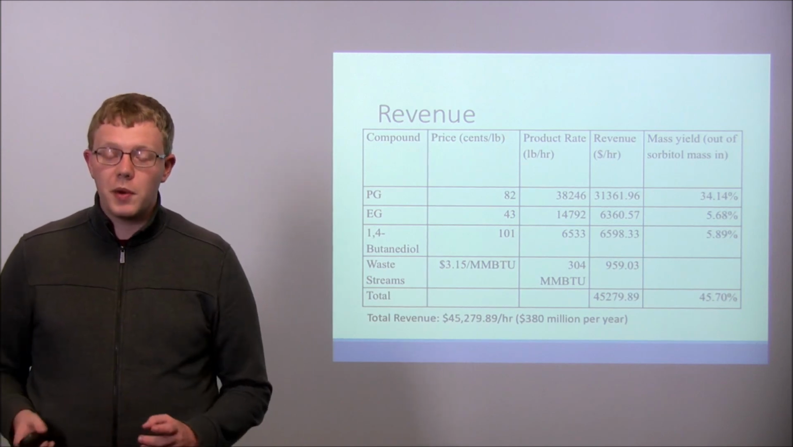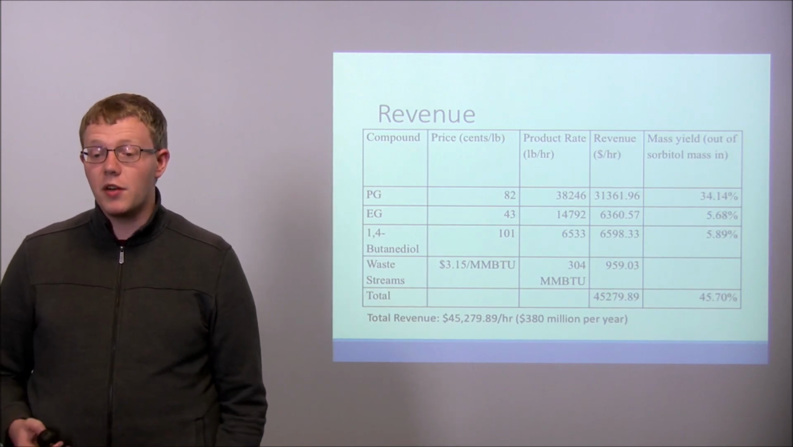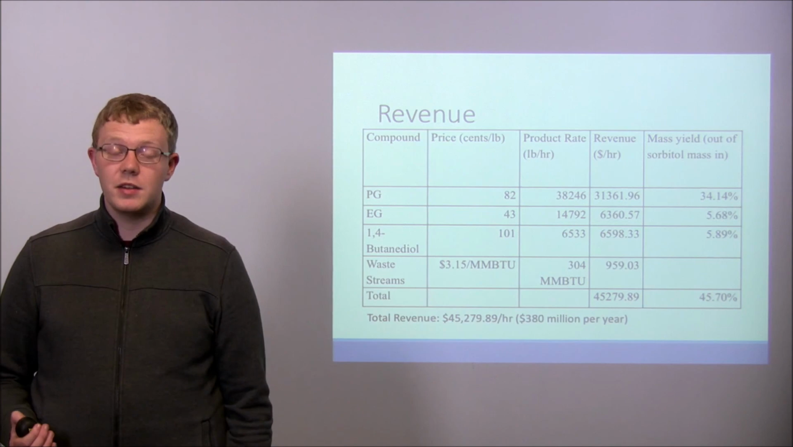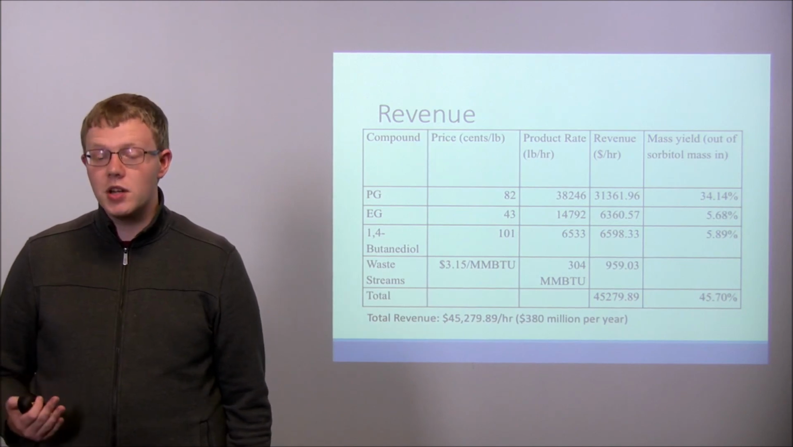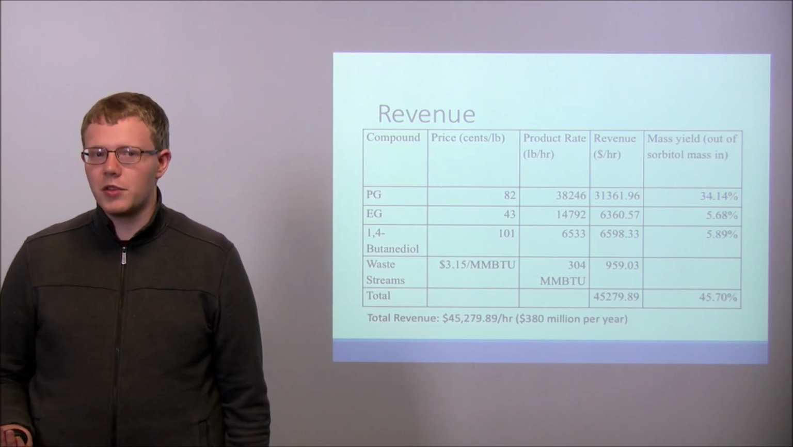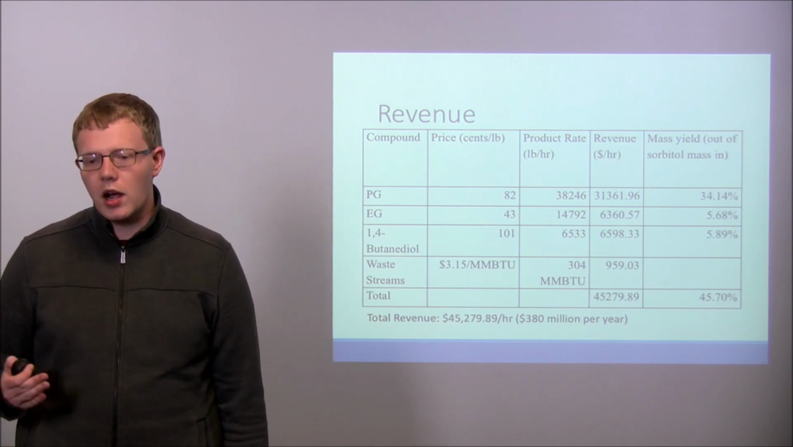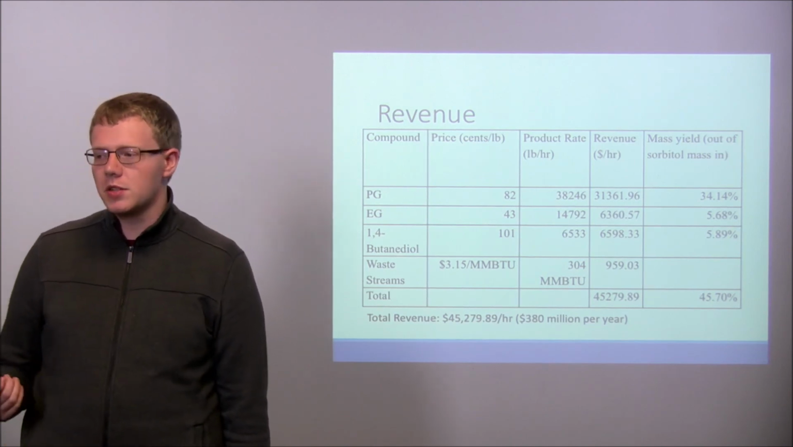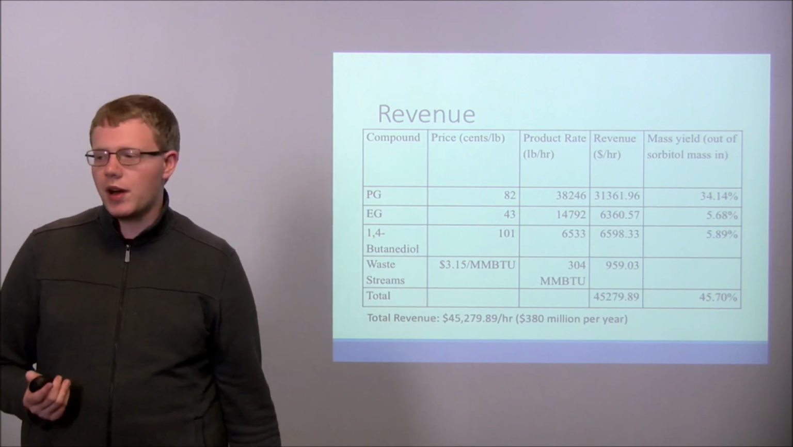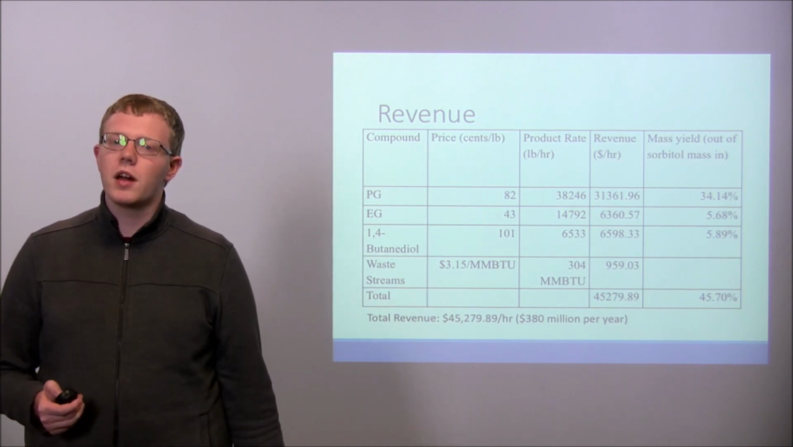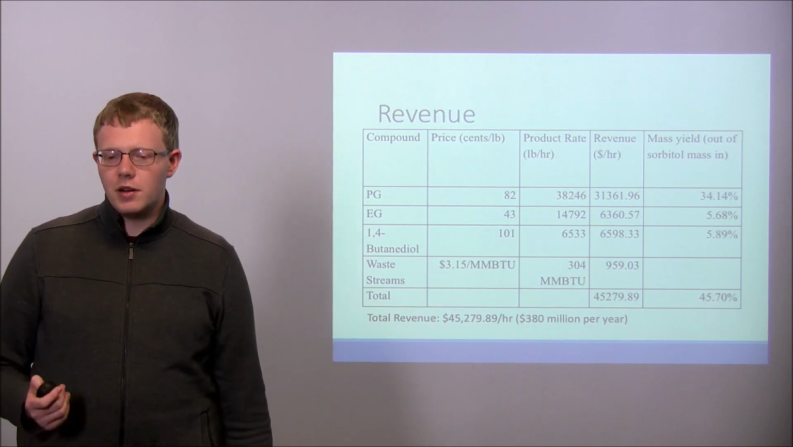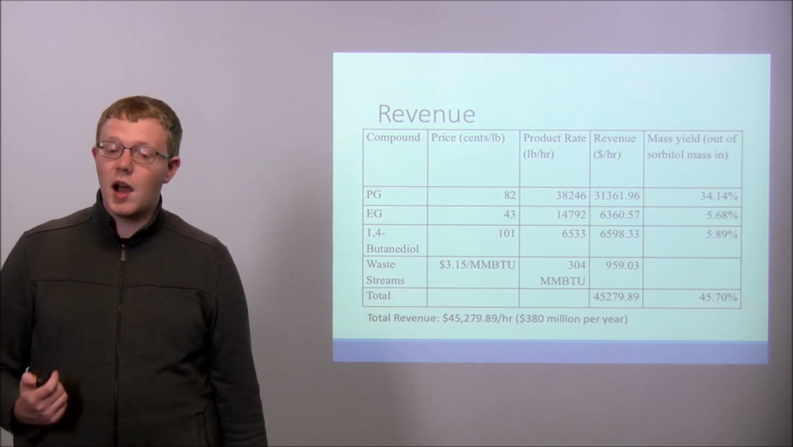All of our other waste streams can be sold for 60% of their fuel value. They do not sell for very much, but it's still worth doing and certainly better than trying to pay to dispose of it some other way. And so ultimately our revenue from selling these products comes to $45,000 per hour or $380 million per year. And you may notice that this quantity is quite significantly less than the operating cost for the plant.